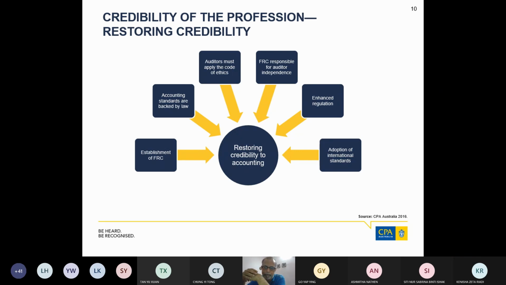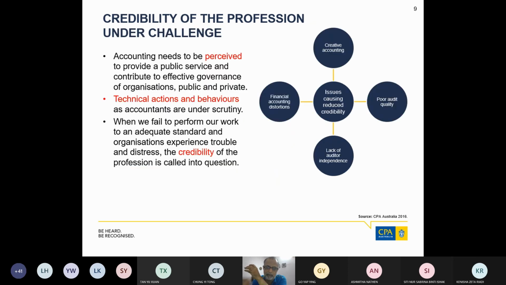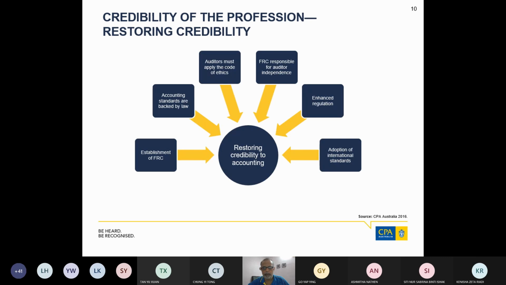Restore means to bring back. Okay, to bring back the image which has been damaged, which has been destroyed. By what? By some of these unethical actions. Creative accounting, poor audit quality, which is what they call lack of due diligence, lack of independence, and financial accounting distortions. So all of this will result in our profession, accounting profession, auditing profession, credibility being reduced. People say, wasting time, no need to see them.